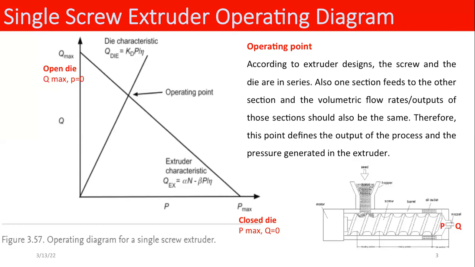Q is high. Q means the output, and the pressure also. Pressure low, very low pressure.